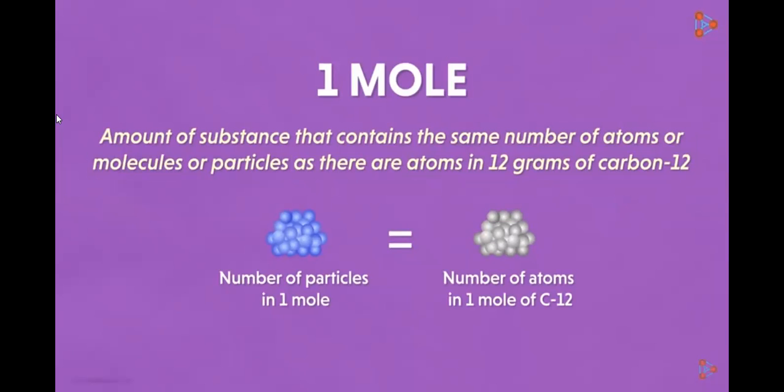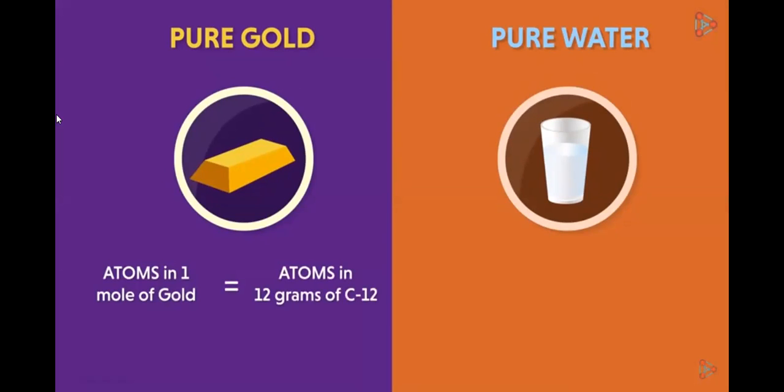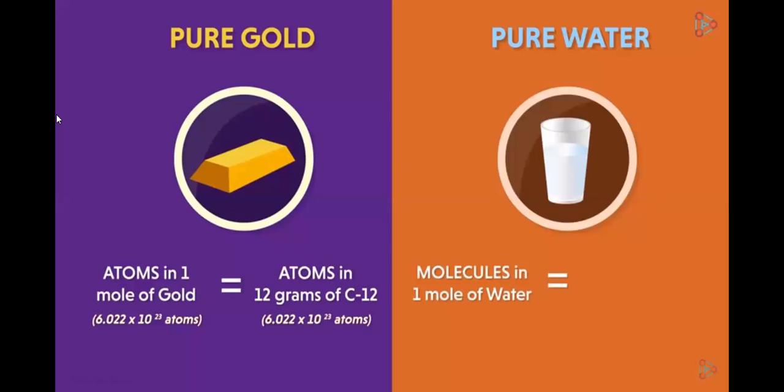How about taking the same example of pure gold and pure water? When we say 1 mole of pure gold, then according to our definition, it will have the same number of atoms as the number of atoms in 12 grams of carbon-12. That means 1 mole of gold will have 6.022 times 10 raised to 23 atoms of gold. Similarly, water will also have the same number of molecules as the number of atoms in 12 grams of carbon-12. That means it will have 6.022 times 10 raised to 23 molecules of water.